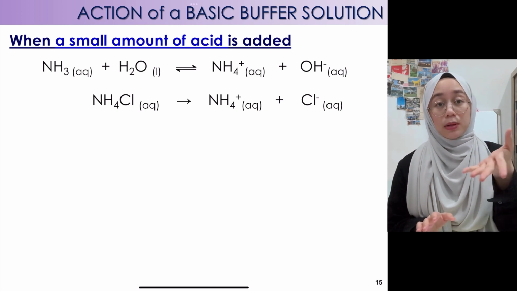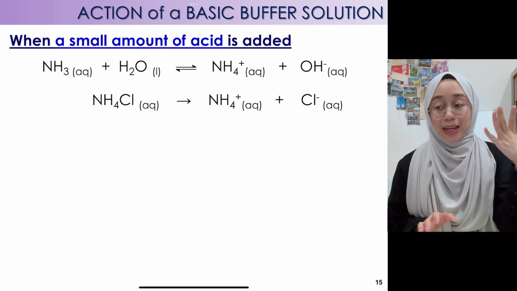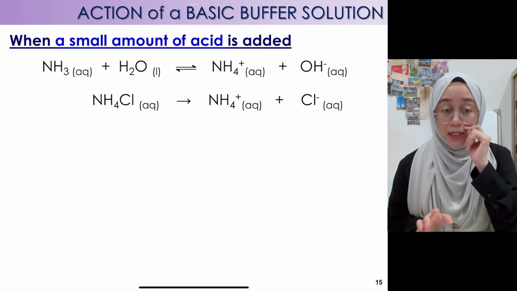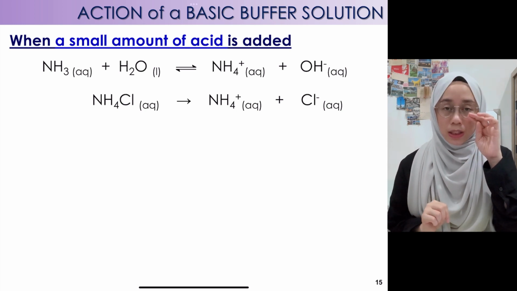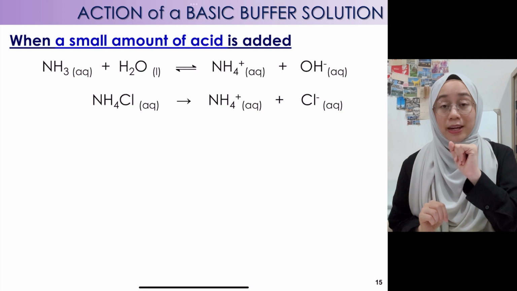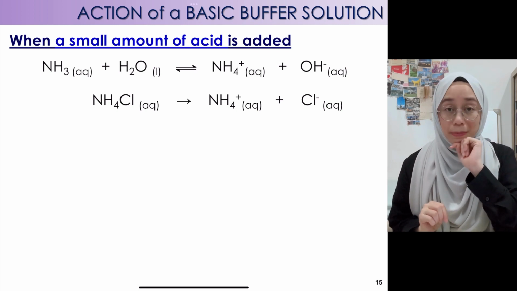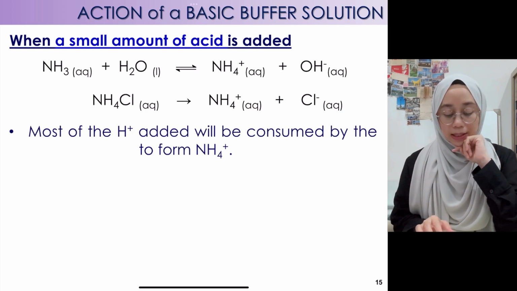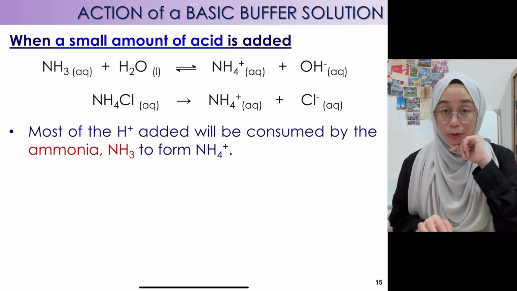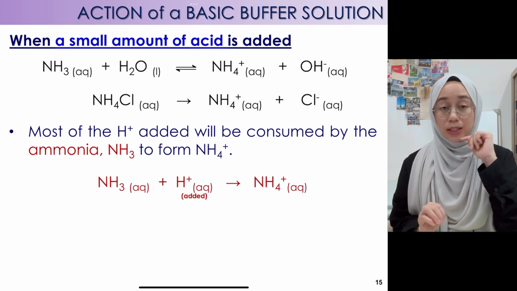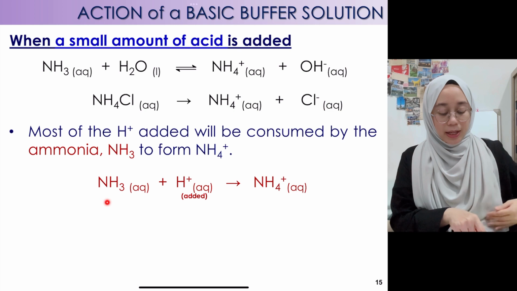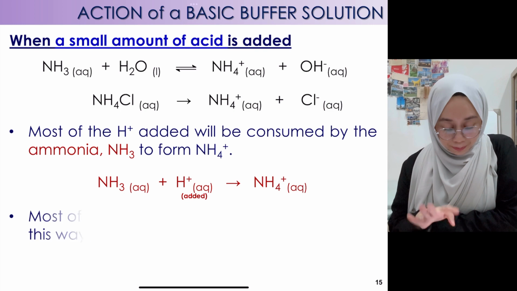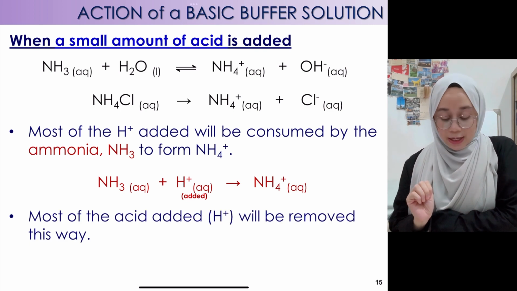So a small amount of acid meaning acid ada H plus kan? So H plus acid, so acid nak react dengan siapa then? Adakah dia nak react with weak base ataupun conjugate acid kalau dalam basic buffer solution ni? So H plus acid, so of course dia nak react dengan base. So in this case dia akan react dengan weak base, which is the ammonia NH3. Okay, jadi so most of the H plus added will be consumed by the ammonia, which is NH3, to form NH4 plus. So this is the equation then. Okay, so kita ambil ammonia kita and then kita ada H plus added dekat sini, so kita akan dapat ammonium ion. So most of the acid added will be removed this way.